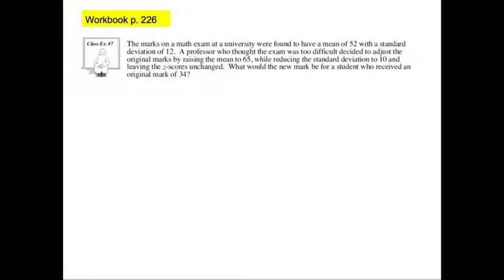The marks on the math exam at the university are found to have a mean of 52 with a standard deviation of 12. A professor who thought the exam was too difficult decided to adjust the original marks by raising the mean to 65, while reducing the standard deviation to 10 and leaving the z-scores unchanged. What would be the new mark for the student who received an original mark of 34?